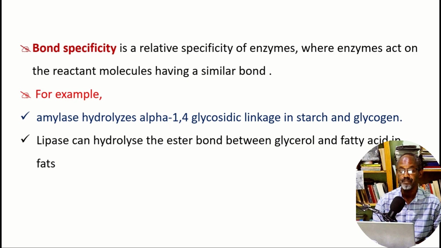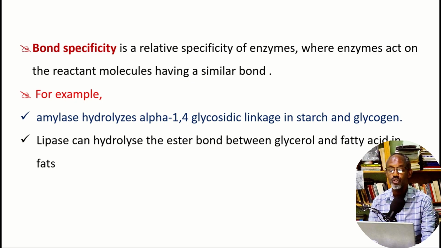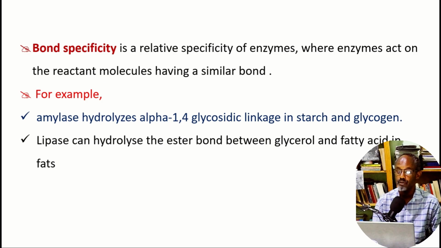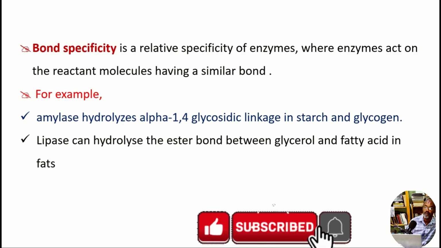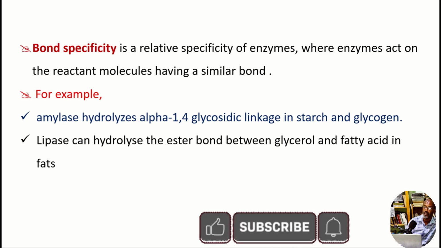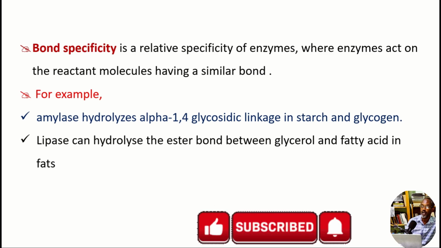We call it alpha amylase because there is beta amylase which breaks down beta 1,4 glycosidic linkage, which is found in cellulose, the structural polysaccharide of plants, of course. The other is lipase, which can catalyze the ester bond between glycerol and fatty acids in triglycerides, or in pure lipids like fat and oil. Bond specificity, therefore, means they are specific to a bond type.